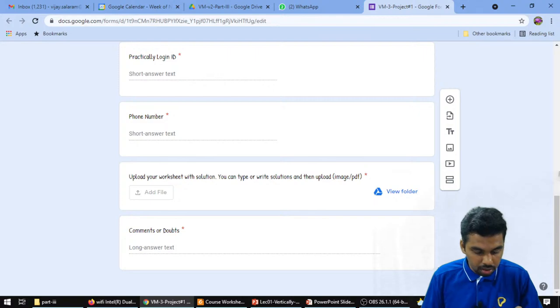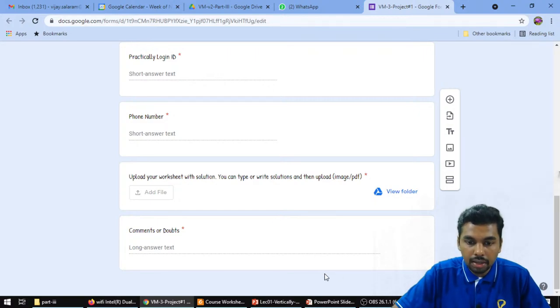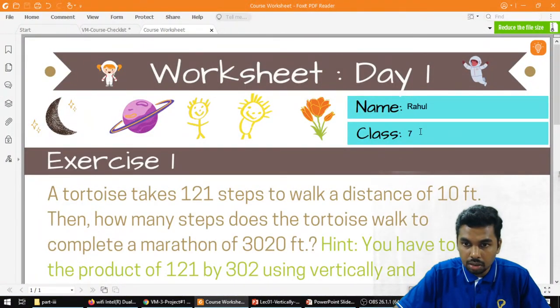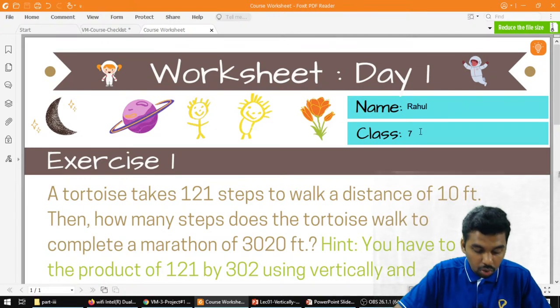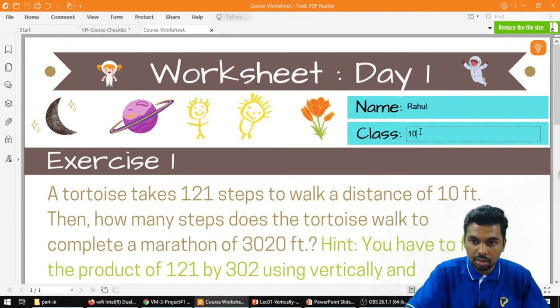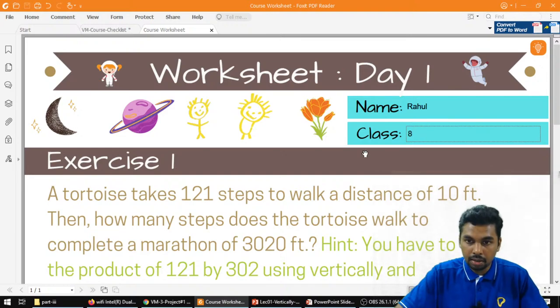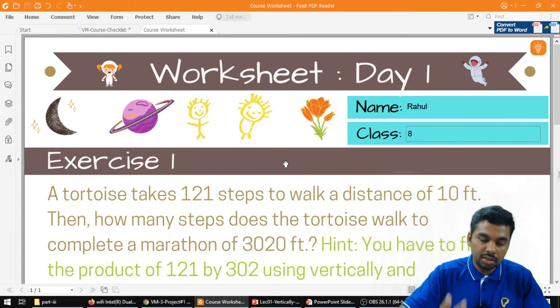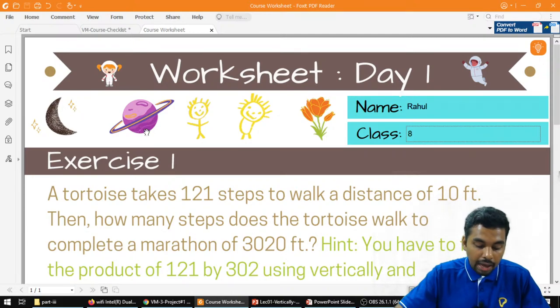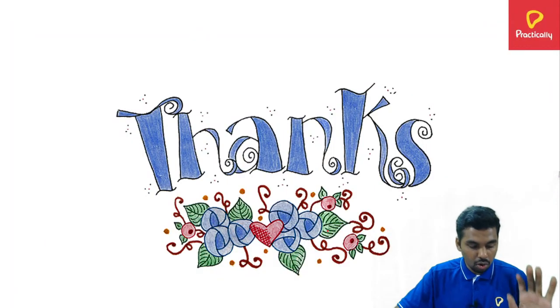Okay. Manoj Kumar asked, which class should be there to answer? Sorry, I did not understand that. Are you asking which class you should enter here? Okay. Manoj, you can write whichever class or if you're in 10th standard, write 10th here. If you're in 8th standard, write 8 here. That's what I mean. Okay, once you enter that, save the form, save this particular form, and then upload it. All right. I think we are almost on time.